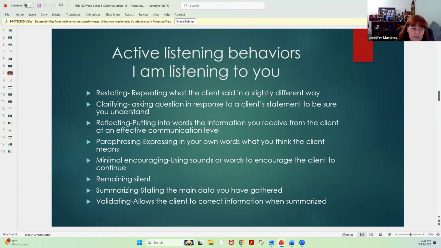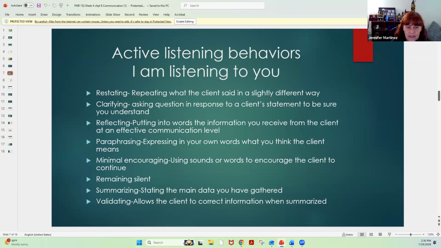And then we have summarizing and validating, and these kind of go hand in hand. So when you're doing your admission assessment, you're asking all those questions like, why are you here? What's going on? Summarizing is really just taking all the information that you've gathered and presenting it back to your client. We talked a lot about chest pain in our example. So you can say, okay, Mrs. Jones, you're here because you have chest pain. It's in the center of your chest. You're rating it as a 5 out of 10 on the pain scale.